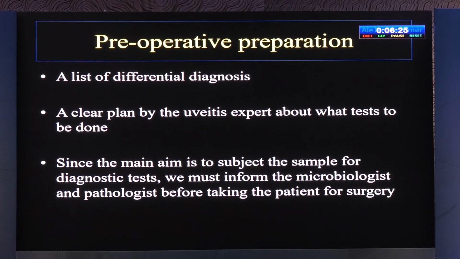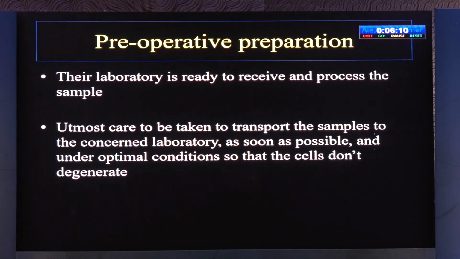So you have to have a clear plan by the uveitis expert about what tests to be done on the vitreous samples. And since the main aim is to subject the sample for diagnostic tests, we must inform the microbiologist and the pathologist before taking up the patient for surgery, so that their laboratory is ready to receive and process the samples. And we need to take utmost care to transport these samples to the concerned laboratory as soon as possible and of course under optimal conditions so that the cells don't degenerate.